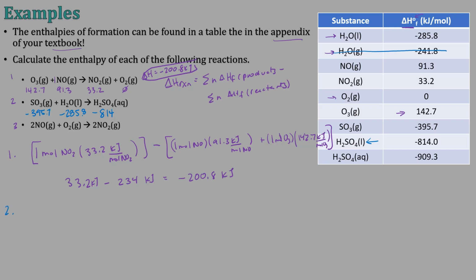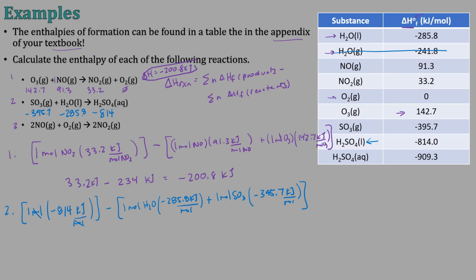So for the second one, I'm going to take 1 mole of H2SO4 times negative 814 kilojoules per mole, so the mole cancels out, right? So we can add them together. And then negative 285.8 for 1 mole of water, plus 1 mole of SO3 times negative 395.7. And that is a very common mistake when you don't have 1 mole, to forget to multiply by that. So try not to do that.